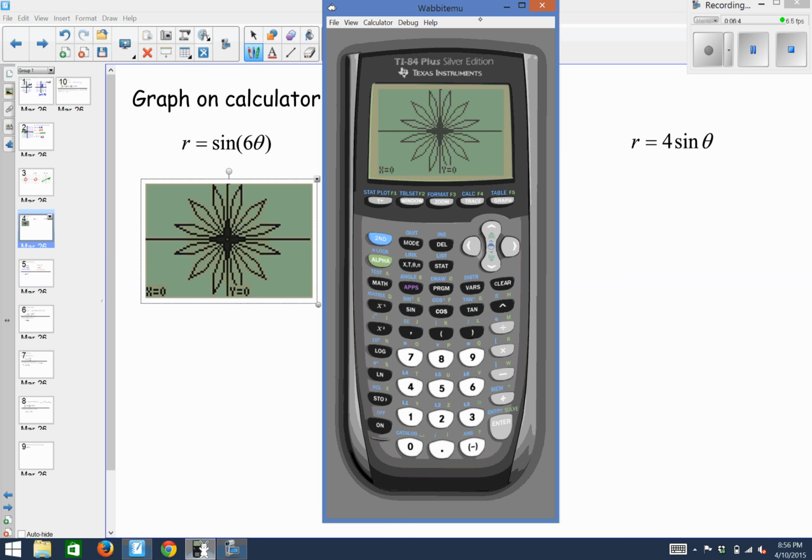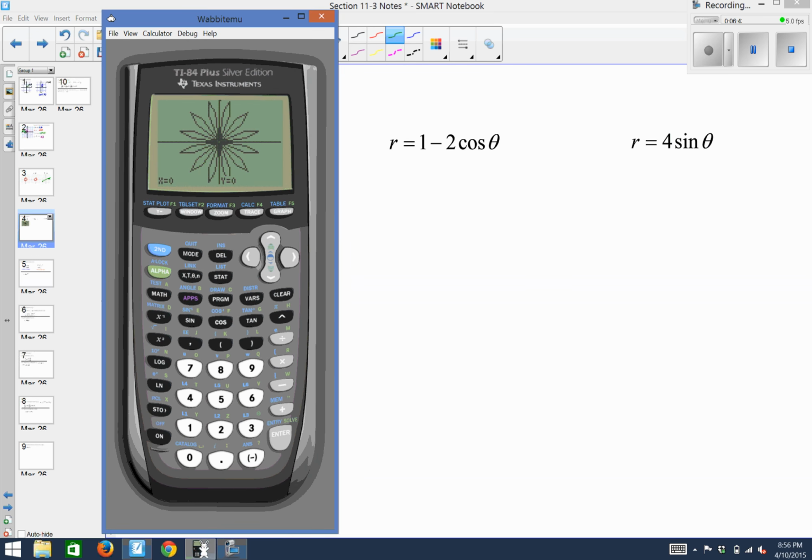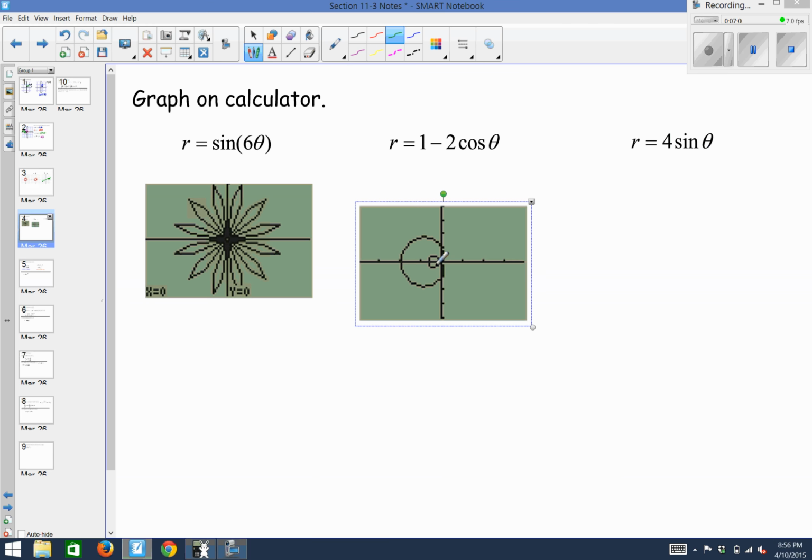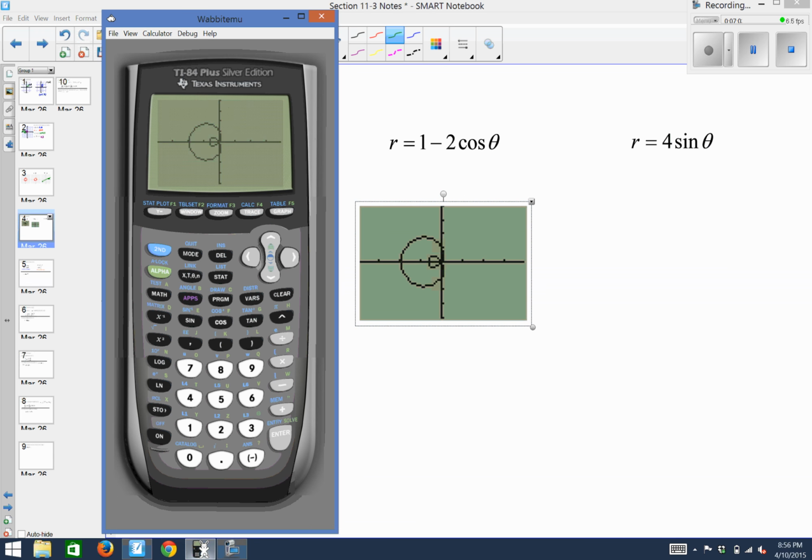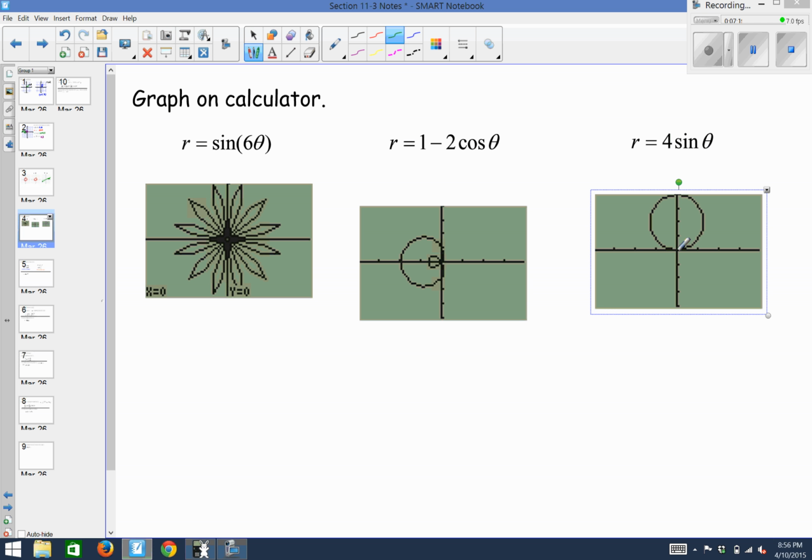Similarly, if I look at 1 minus 2 cosine of theta, I'm just going to start with zoom trig to see how it looks. That's a pretty decent one. What we have here is called a limaçon. And then finally, if I do r equals 4 sine of theta, and again try zoom trig to see if it works well, in this case it does. So we get a circle in that case.